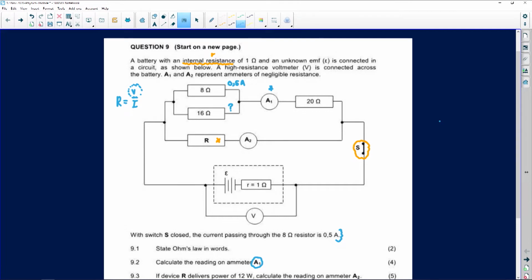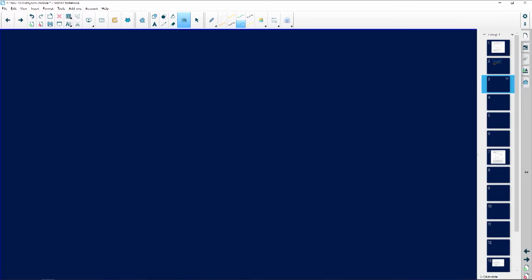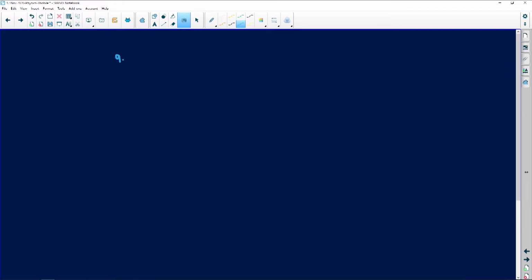So I'm going to do it step by step with you guys. Remember, when you're answering such questions, make sure that the examiner knows where it starts and knows where it's going. So we are looking for A1. I just want to draw a little picture for us here so that you know where I'm coming from and where I'm getting everything. We have the 8 ohm resistor here at the top. We've got the 16 here. They are resistors in parallel. I am further told that the current passing here, let me just make an arrow, is 0.5 amperes.